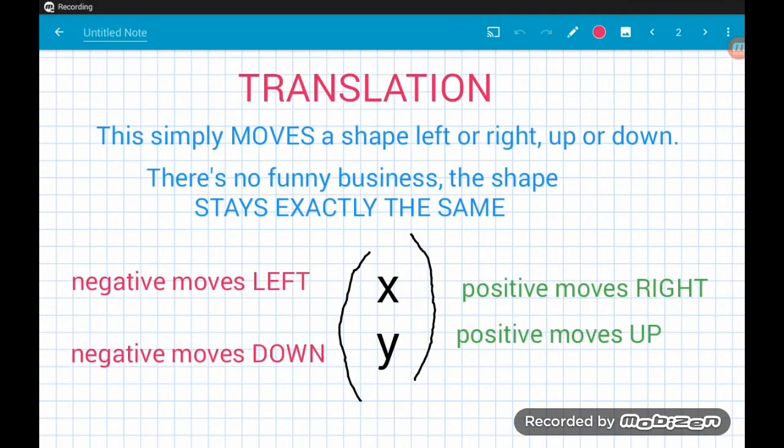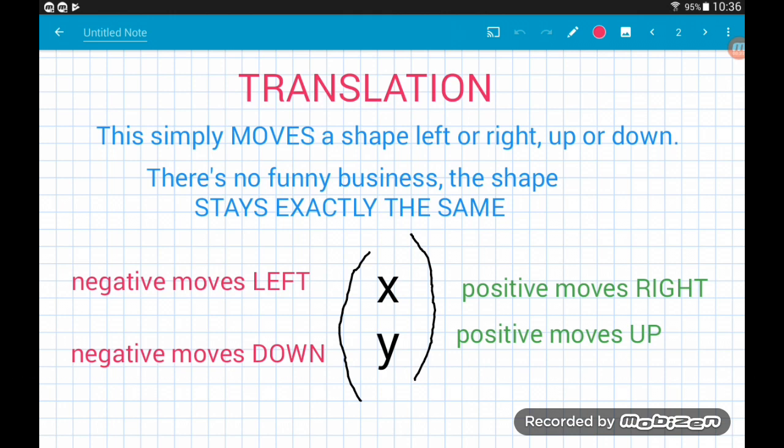Okay, first up then, probably the simplest of the 4 is translation. All that translation does is move a shape left or right and up or down. So it doesn't change the shape at all, it just moves the shape. And translation is done by a vector that looks like this. Here we have a column vector.